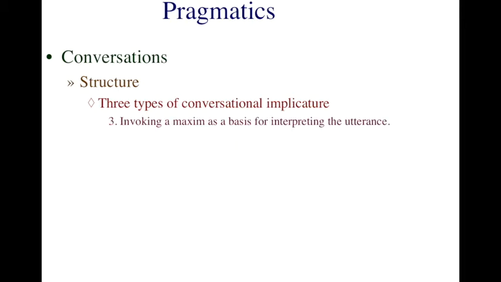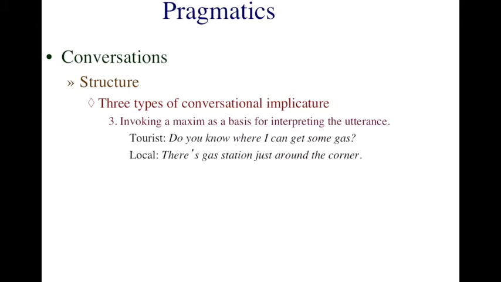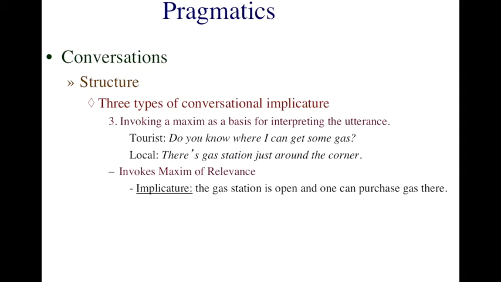Third, you can invoke a maxim as a basis for interpreting what's being said. So for example, a tourist asks a local, do you know where I can get some gas? The local says, there's a gas station around the corner. There is a maxim of relevance here. In order for this statement to be relevant, you have to conclude that that gas station would be open and you can purchase gas there. Remember, the tourist asked where they can get some gas. So when you say there's a gas station around the corner, there's that implication associated with it that says that it's open and you can buy gas.